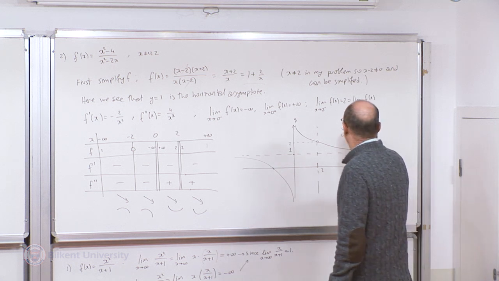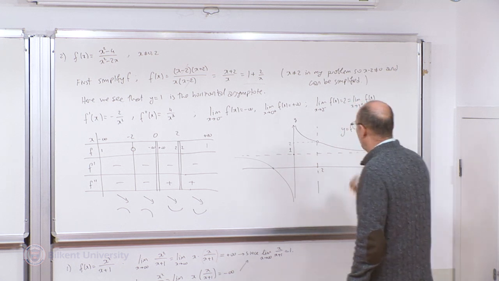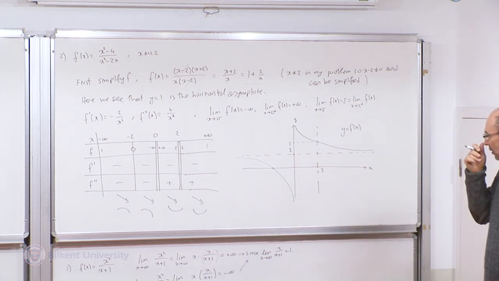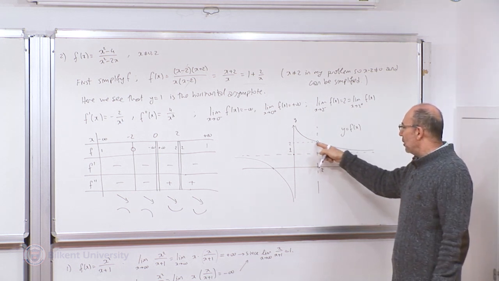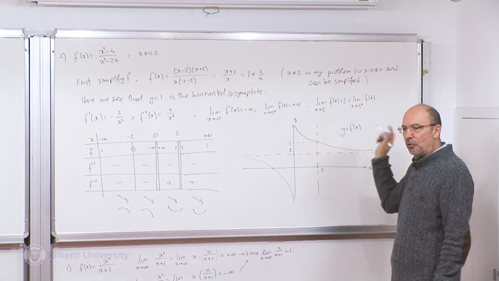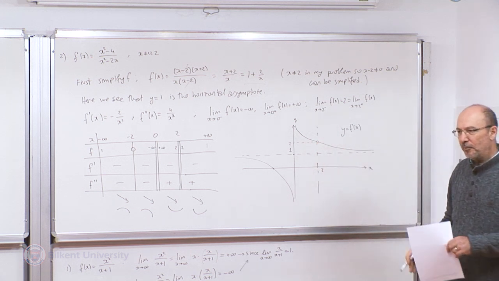So y equals f of x. It's not defined at 0, and at 2 the formula does not give us any information, but we see that it just skips this point here and then continues again from that point.